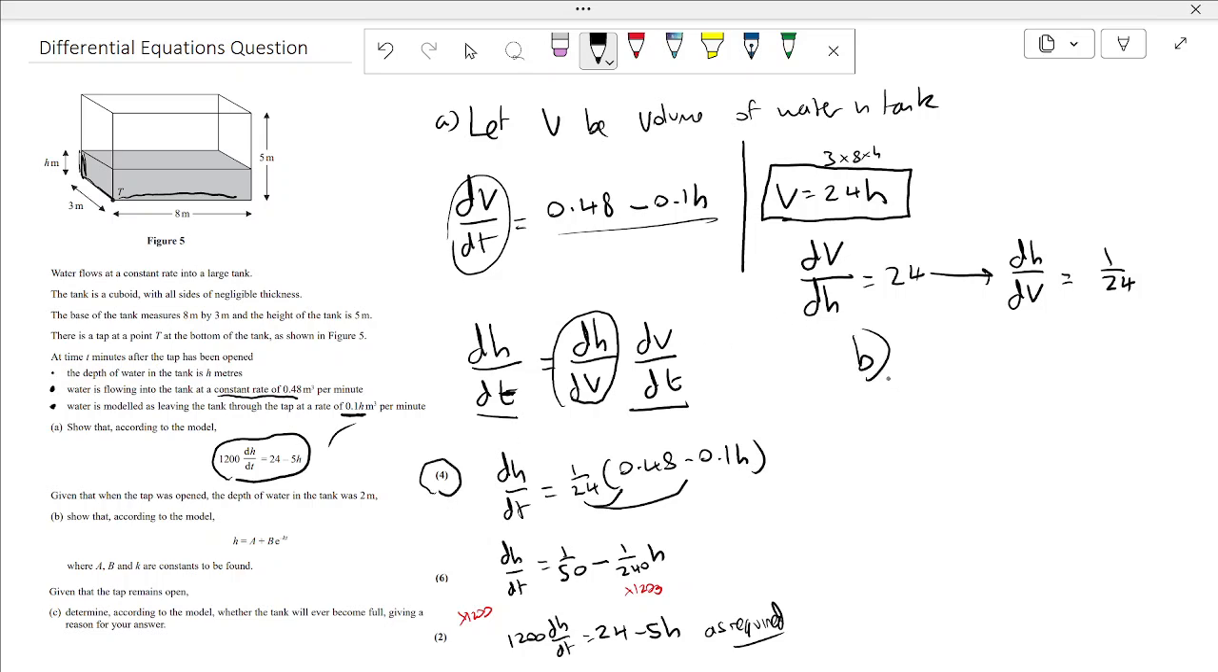The whole topic on differential equations is now, the rest of it is what we're doing, we're just solving the equation, right? We know how to solve them, we've made our equation, we're going to solve it. So part B says, show that according to the model H is this. This has now been solved. I have an expression for H in terms of T, like we mentioned in the last video. So let's solve the equation.